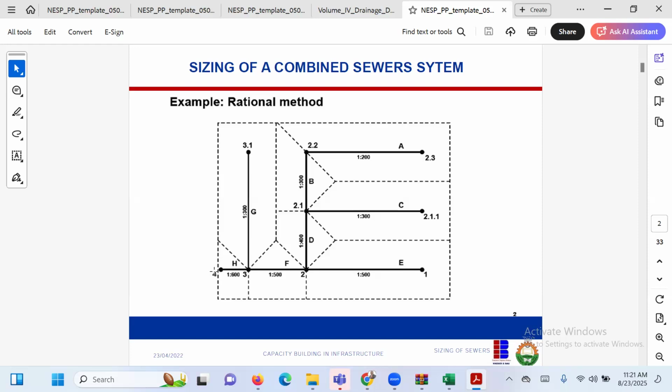You need flow Q to get your A, because Q equals VA. Don't forget that formula. This is the basic formula in hydraulics. Q for discharge is equal to velocity times surface area, or it can also be small q times A. Our interest is to find the value of A. What is the surface area that will be able to convey this volume of wastewater into the treatment plant?